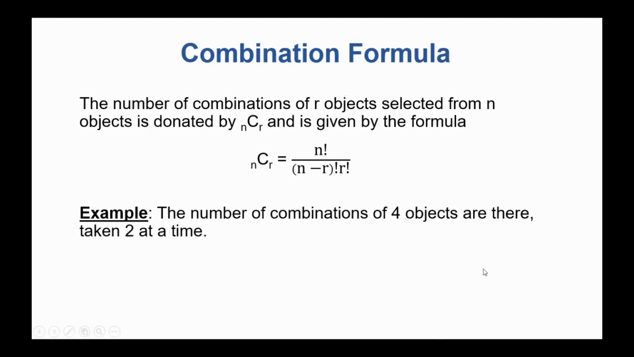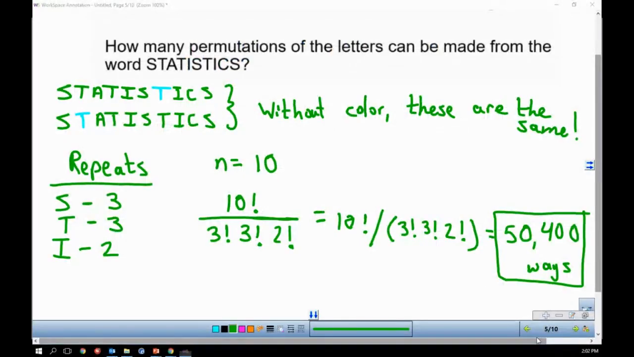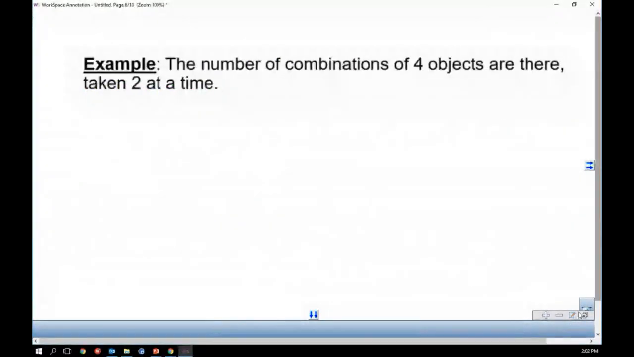Let's look at an example. The number of combinations of 4 objects, if we take them 2 at a time, it would be what? So let's set that up. How many total objects do we have to pick from? 4. How many are we actually picking? 2.